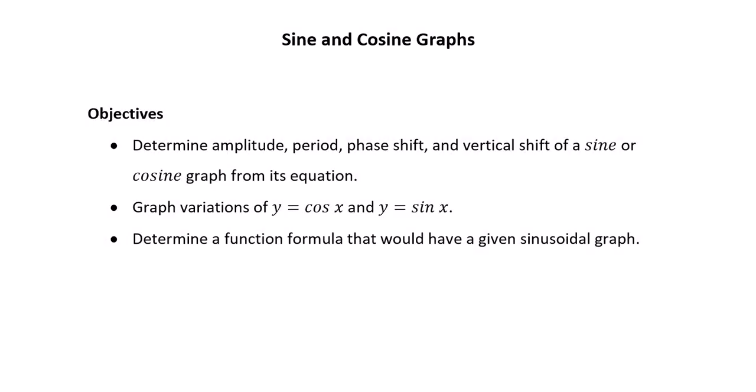Sine and cosine graphs. Objectives: determine amplitude, period, phase shift, and vertical shift of a sine or cosine graph from its equation. Graph variations of y equals cosine x and y equals sine x. Determine a function formula that would have a given sinusoidal graph.